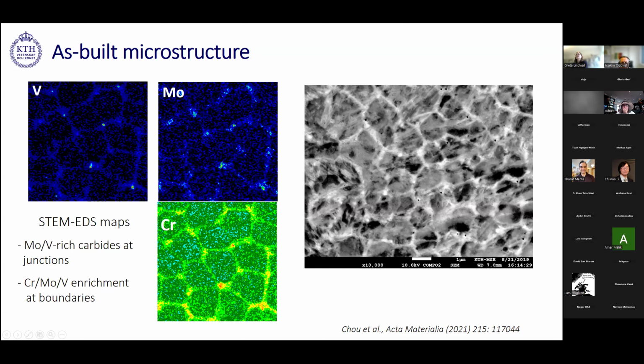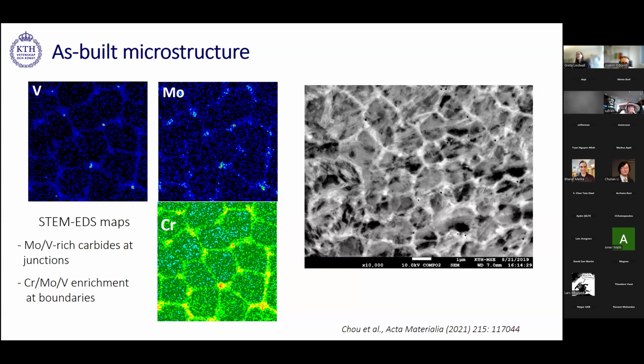And if we look at these STEM-EDS maps, we can also see that it's mainly vanadium, molybdenum, and chromium that segregate or are enriched in these segregated regions. But we can also see that we have some carbides in the junctions, which are richer in molybdenum and vanadium, and which probably formed during solidification. So we know that the as-built structure after laser powder bed fusion looks like this.